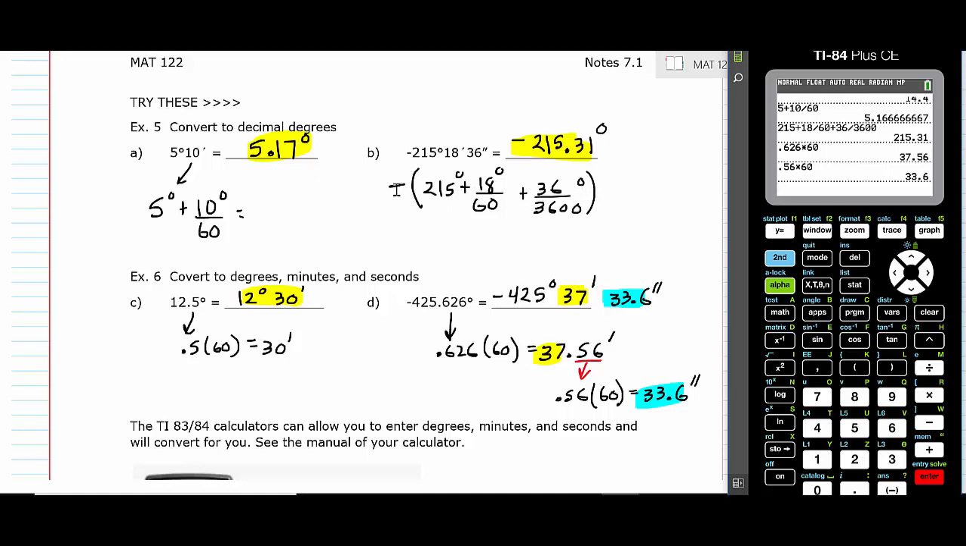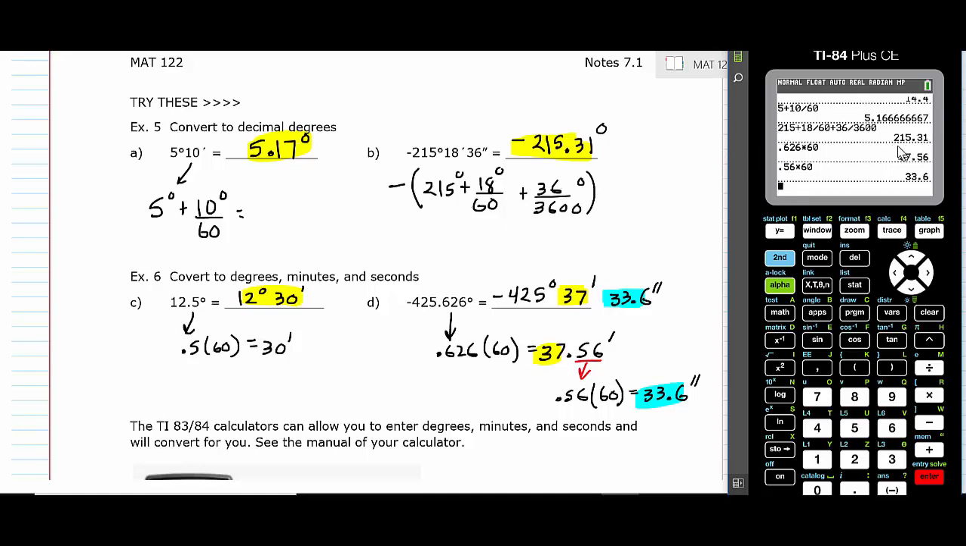This one, again, don't put the negative in your calculator. Notice on here I didn't put the negative. If I put a negative there, it would give something totally different, and it wouldn't be correct. Okay, so it's negative 215 and some fractional part left over. So it goes like that.